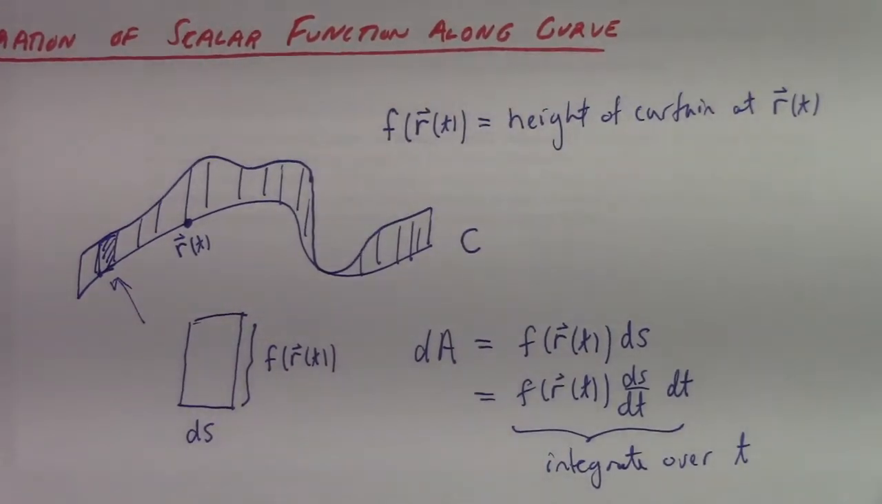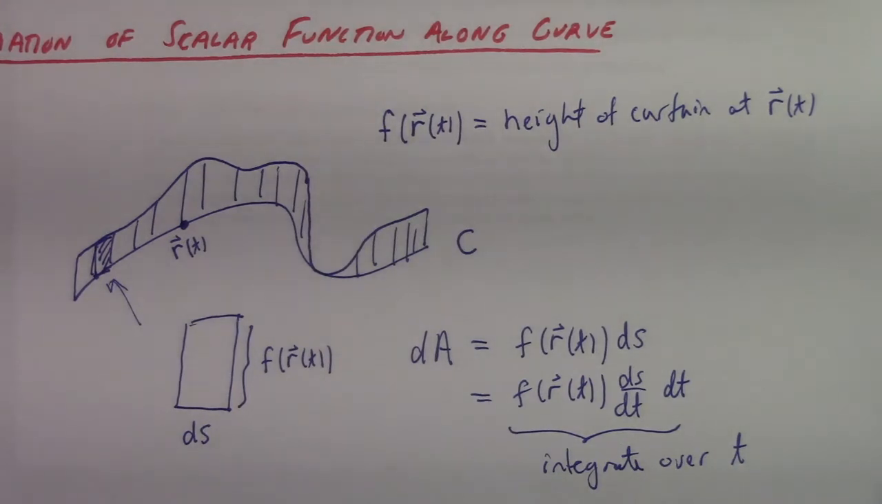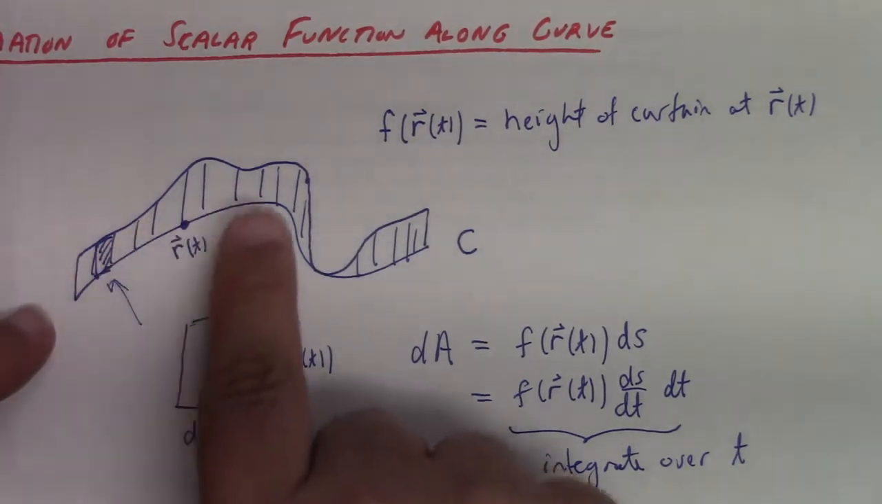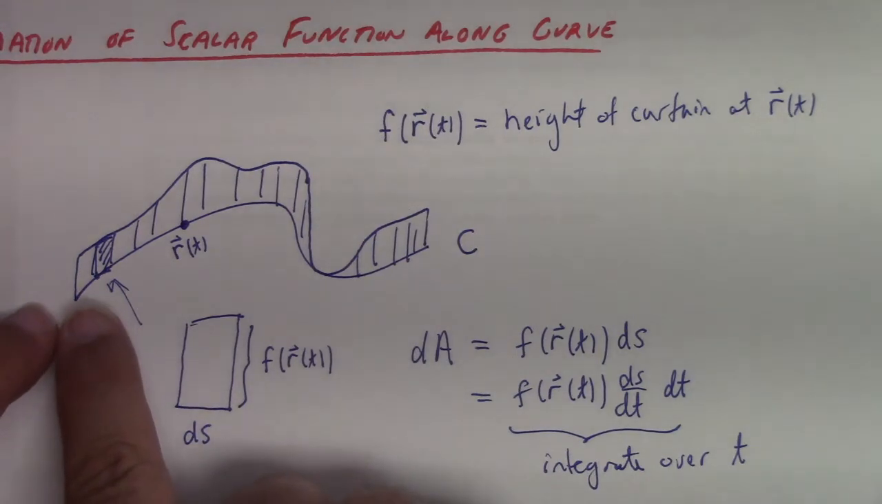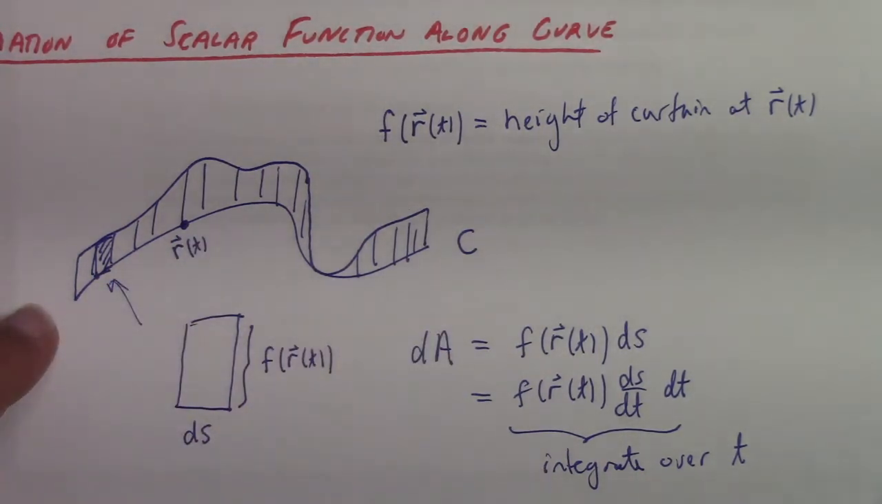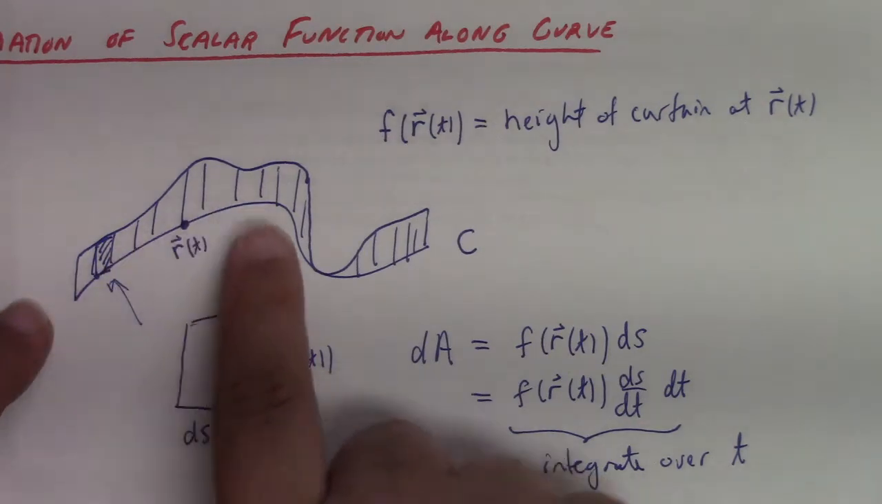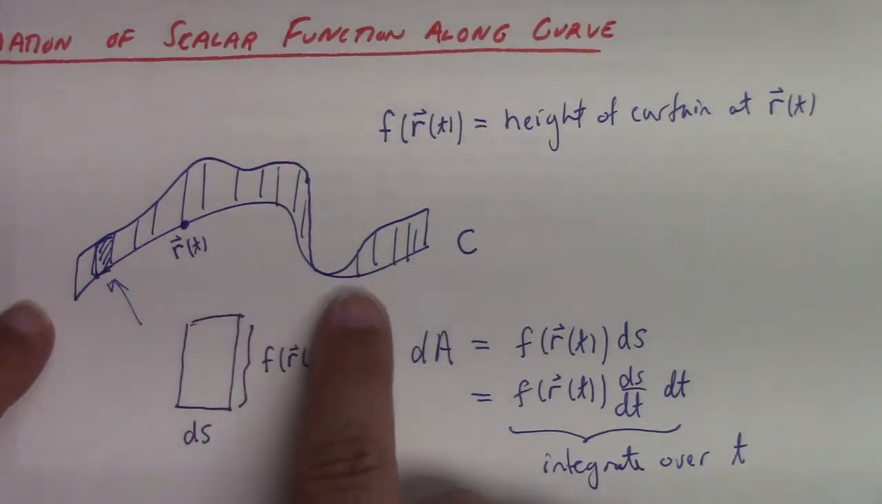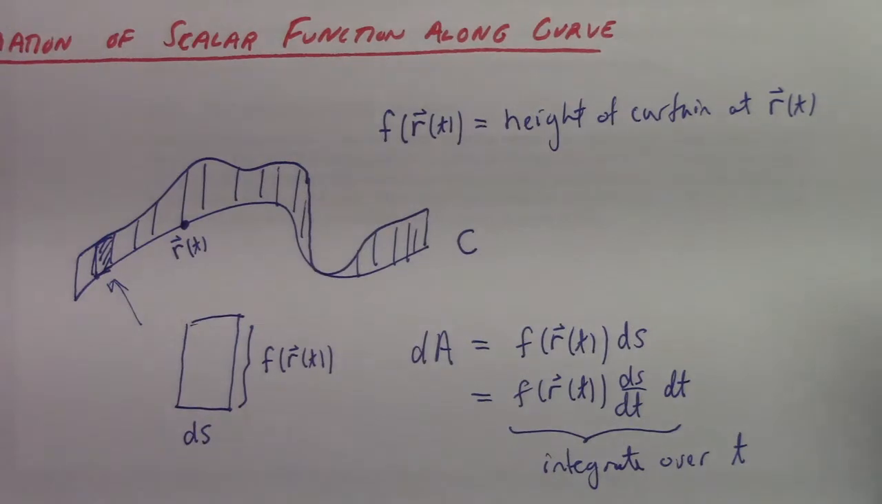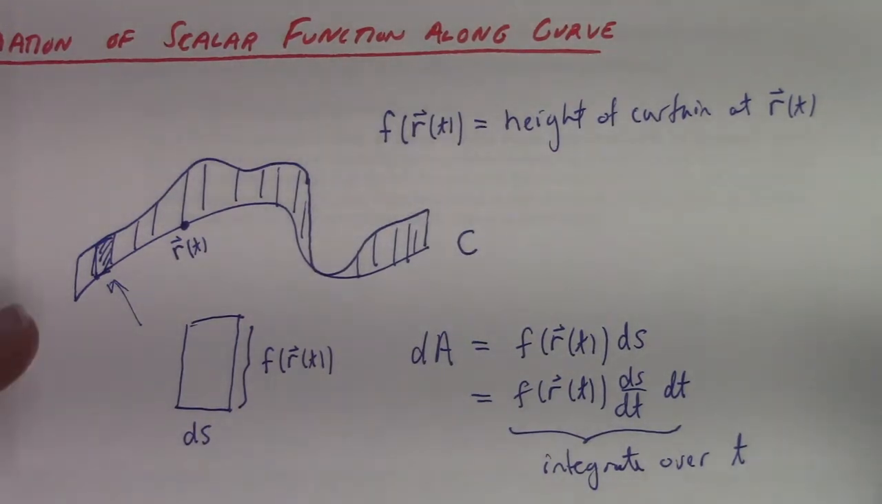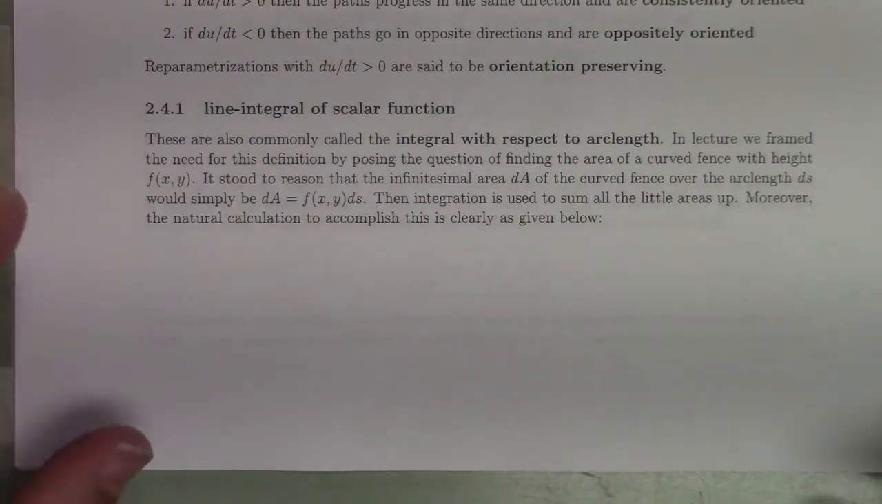All right, but the same setup would work just as well if, instead of being the height of a curtain, it was mass per unit length of a wire, then this integration we're about to do would describe the net mass of the wire. Or if it was charge per unit length of a wire, we could be calculating net charge. So the area of that curtain, the mass of the wire, the charge of the wire, none of these should have anything whatsoever to do with our choice of how we parameterize C. The parameterization should just be a convenience of calculation.